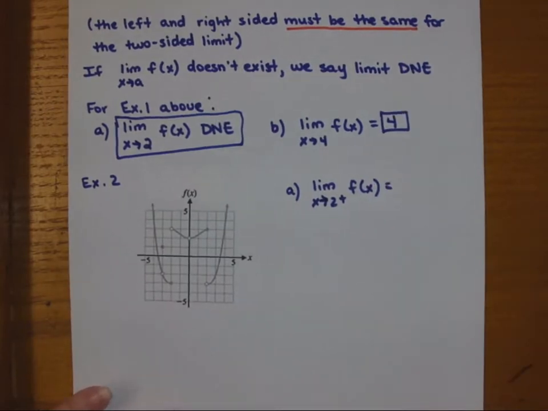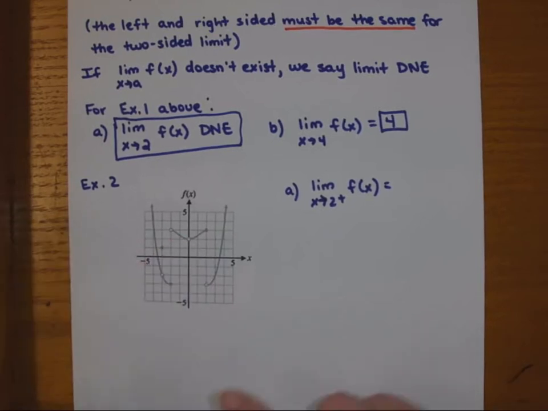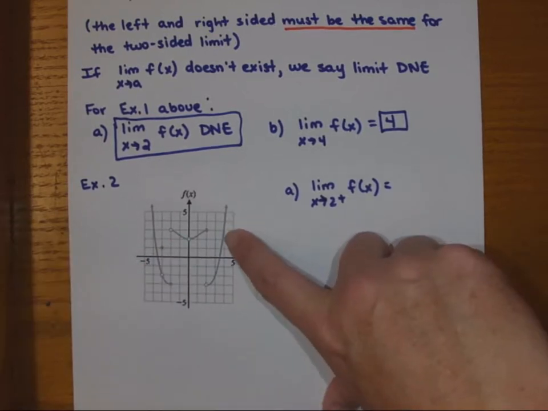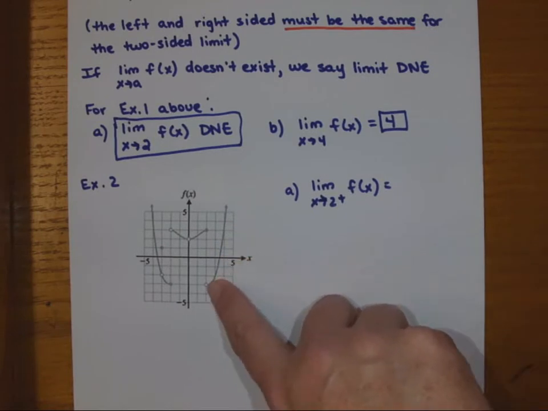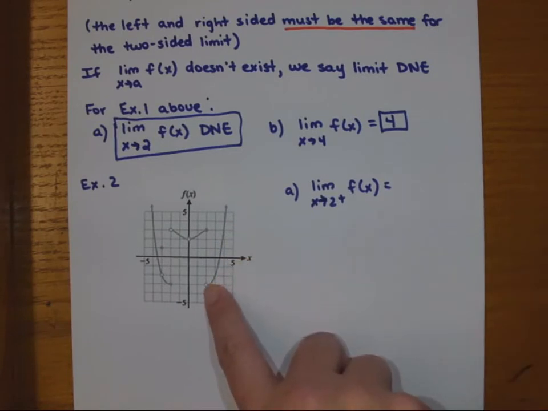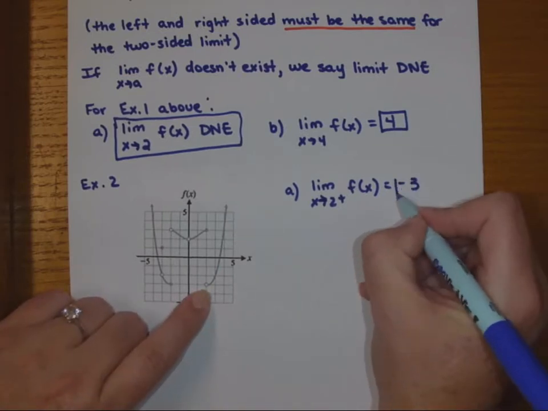So I'm asking you for the limit as x approaches 2, and then the plus sign after it indicates I'm asking you to come from the right. So you focus your attention at x equals 2, and you come from the right. So again, if you are traveling on this curve from the right and you're getting ever closer to x equals 2, what is the y value getting pretty close to? The y value is getting close to what looks like -3, right?